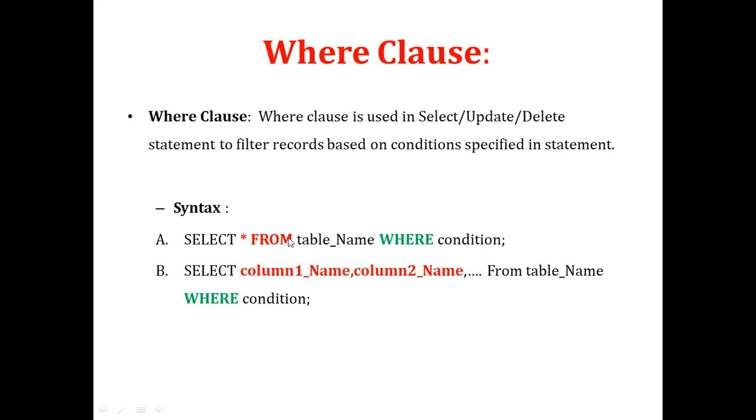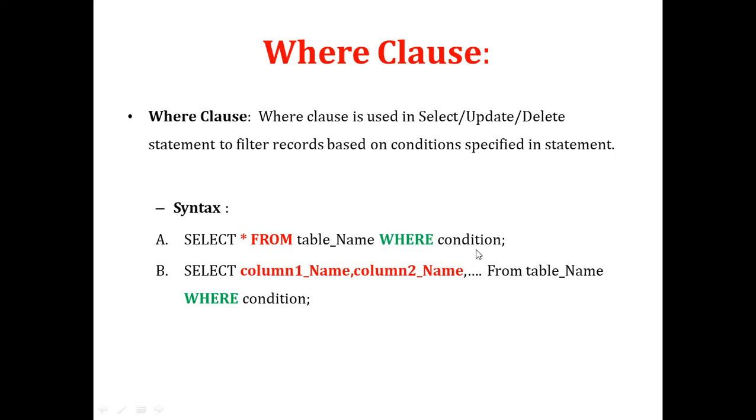As we require the data from the whole table, we write star from. If you are interested in retrieving the data only from a particular column, then the syntax remains the same, but the star is replaced with a specific column name. The rest of the condition syntax remains the same.